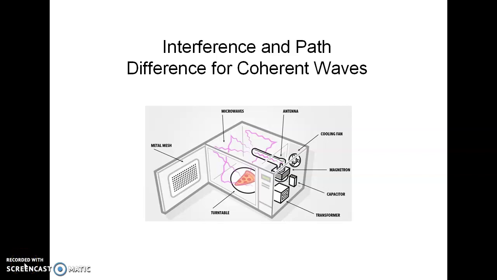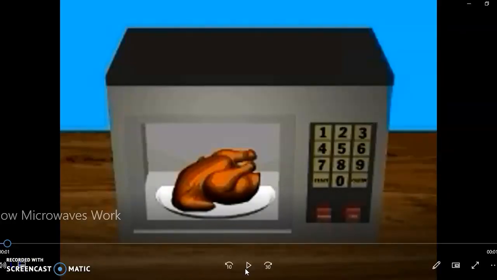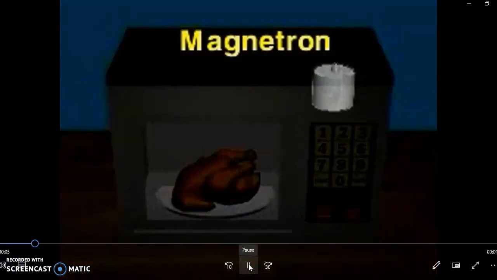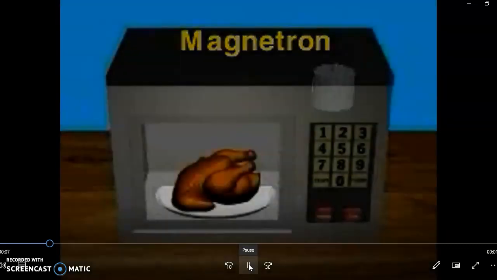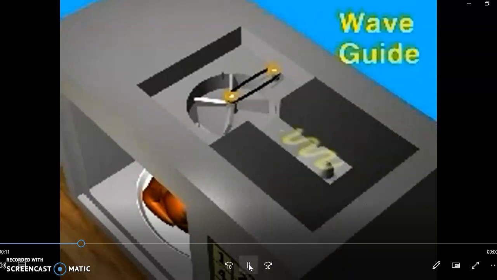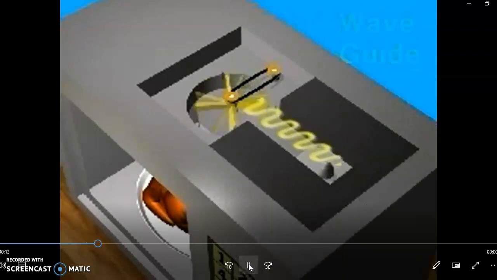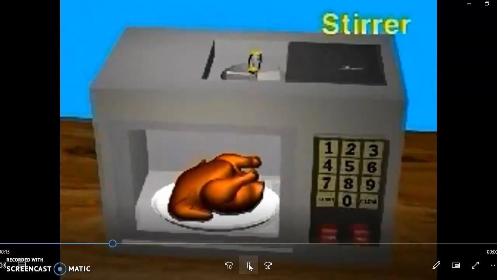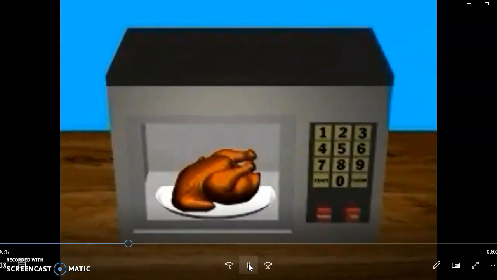Hi, this lesson is about interference and path difference for coherent waves, and this will be in the context of the microwave oven. The animation here shows how a microwave oven works. The microwaves are produced by a magnetron inside the oven. They travel down a straight path to a stirrer which reflects them into the microwave oven.